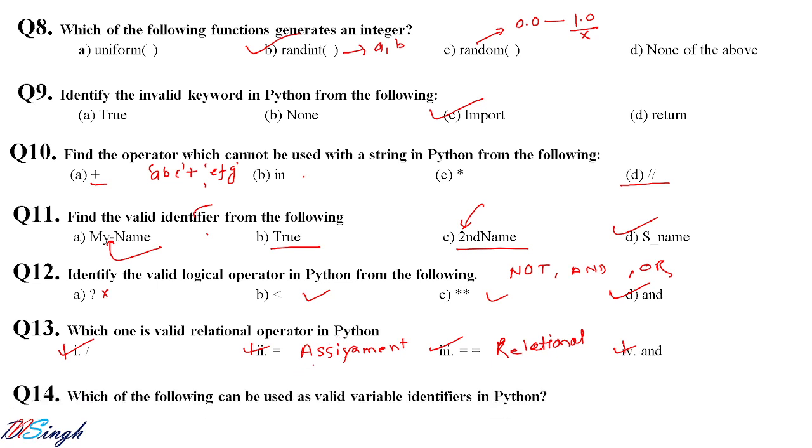Going for the next one, which of the following can be used as a valid variable identifier in Python? Let us see. Fourth sum is not allowed because it is starting with a digit. Total can be allowed, it is not a keyword. This number hash cannot be allowed, you have the special symbol at the end. And underscore data can also be allowed. So these two are valid variable names inside the Python.